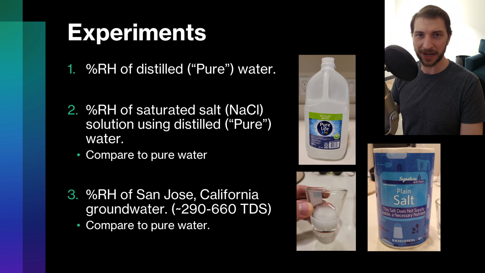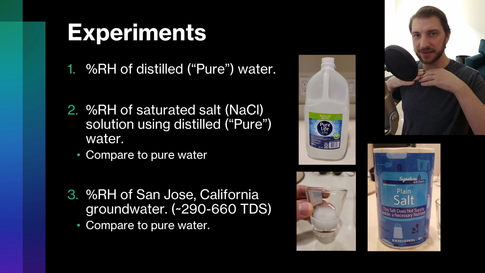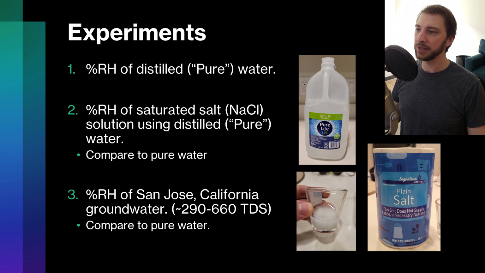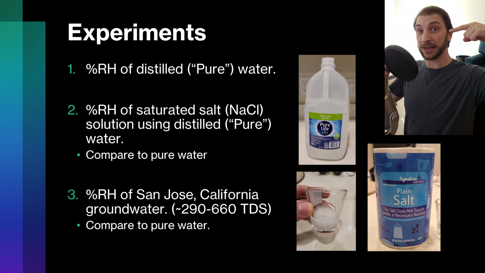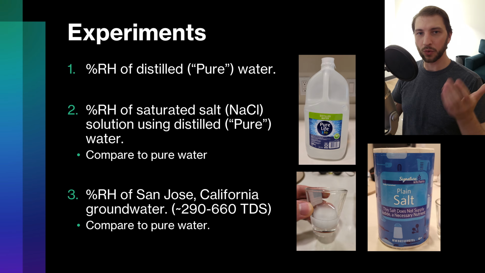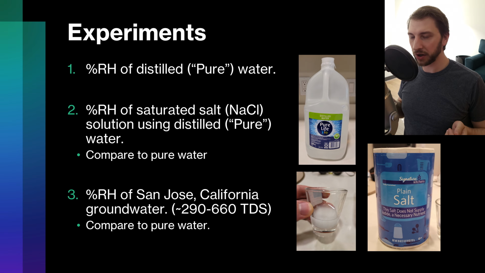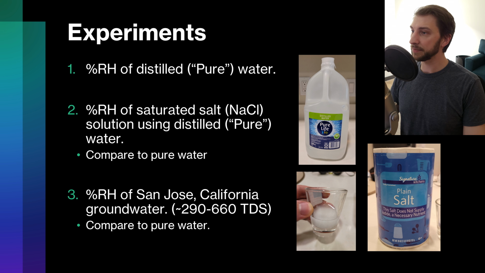So to do this, I want to generate some data points on both sides and generate a linear relationship. So I had my zero total dissolved solids from the distilled water. I had my saturated salt, sodium chloride, on the other axis, and then the unknown, which is going to be the San Jose municipal water, somewhere in the middle. And we're going to calculate what that total dissolved solids was from its relative humidity value that we get out of this humidity sensor. So that's the concept.